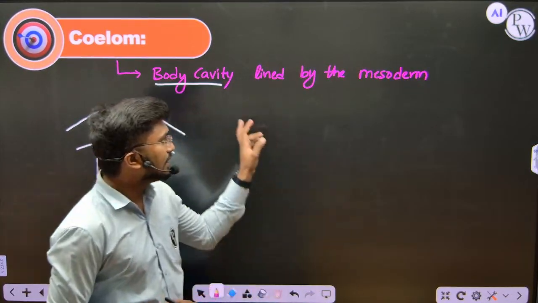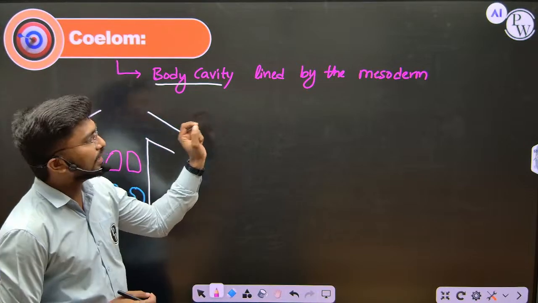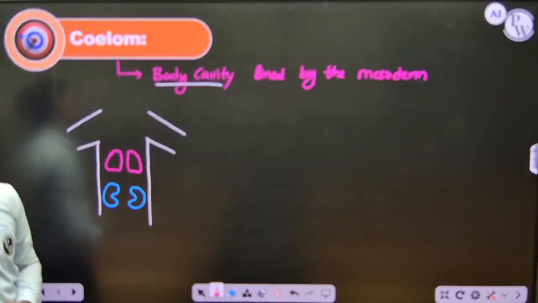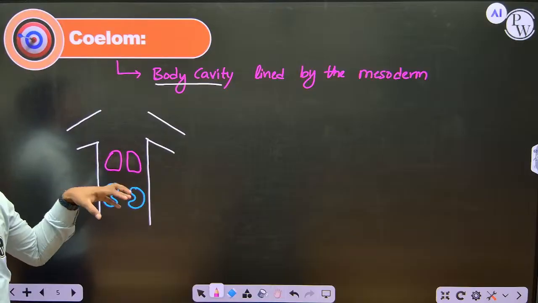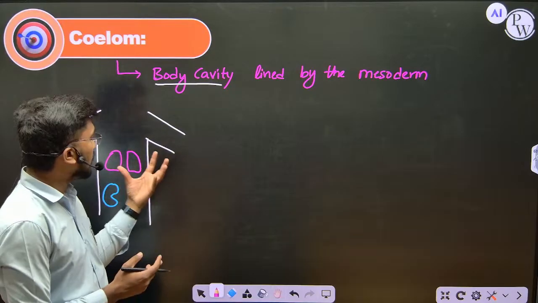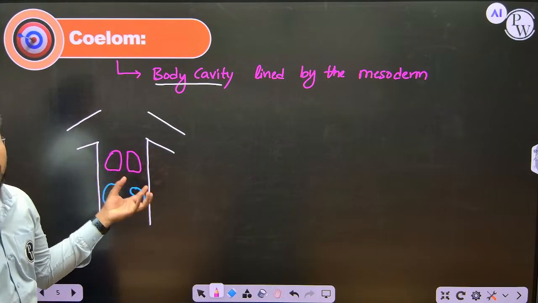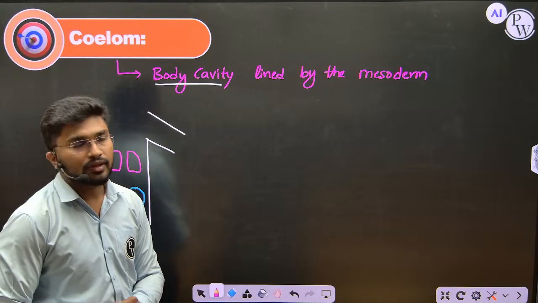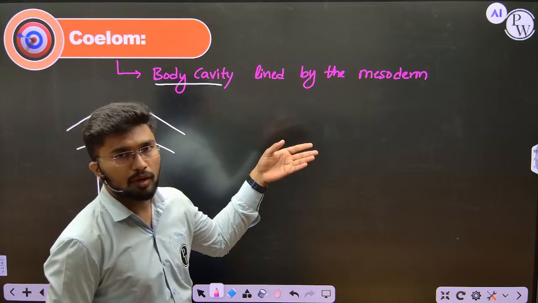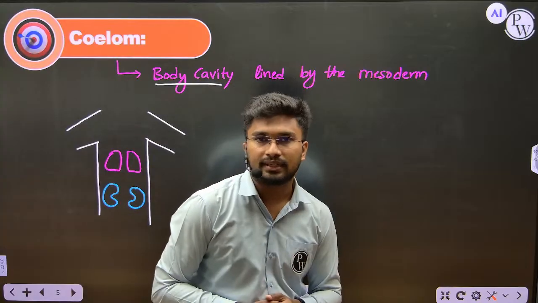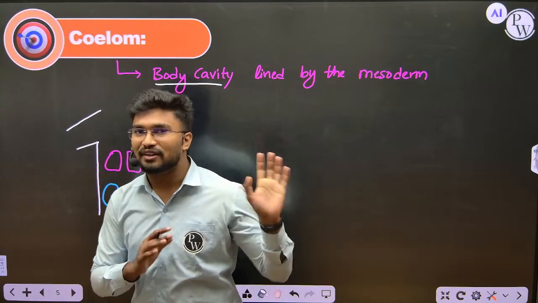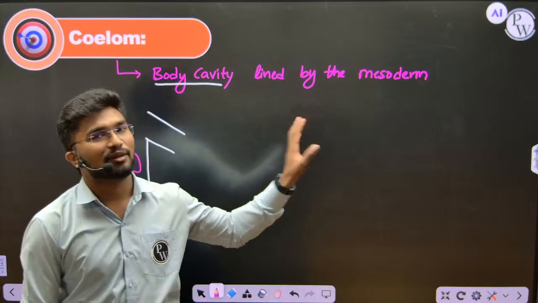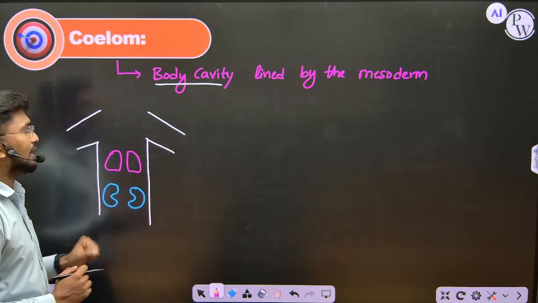We understand the definition of the coelom: the body cavity lined by the mesoderm. We also understand that it provides space for accommodation of the organs, and any animal having a coelom has coelomic fluid, which acts as a shock absorber. Got it? Okay.